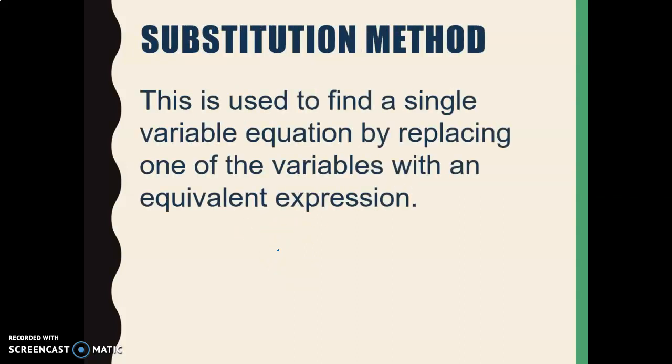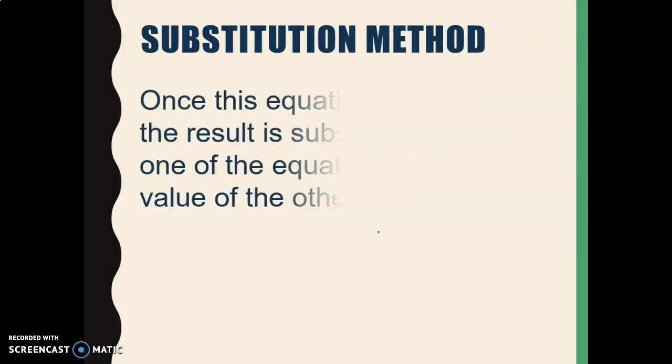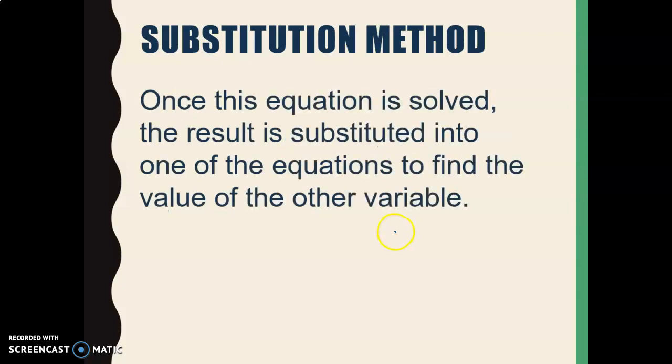All right, the substitution method is used to find first a single variable equation by replacing one of the variables with an equivalent expression. Like we just did in our warm-up, we replaced x with y plus 2. When we replace one of the variables with an equivalent expression, we now have an equation with just one variable. This will make a lot more sense as we start working through problems together. Once that equation is solved, we can then substitute again to find the value of the other variable. So let's look at an example together.